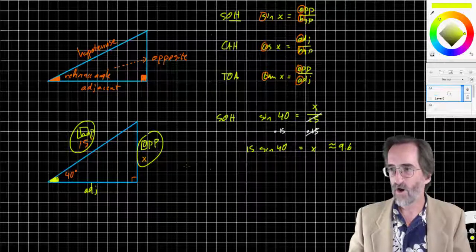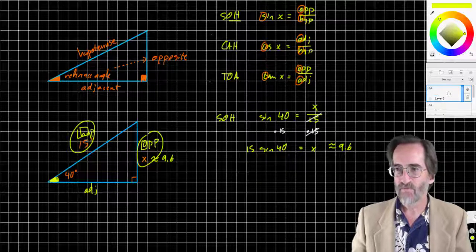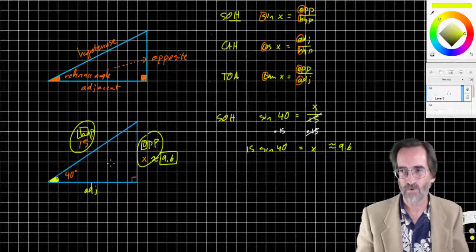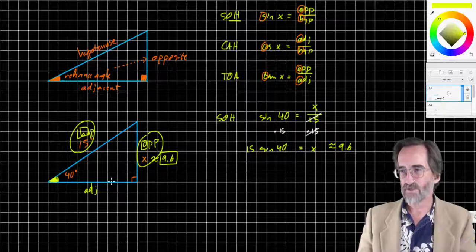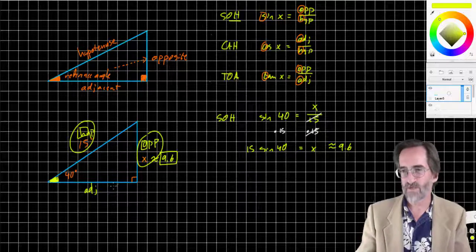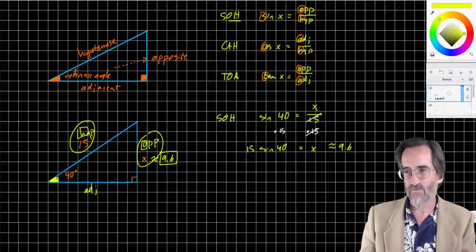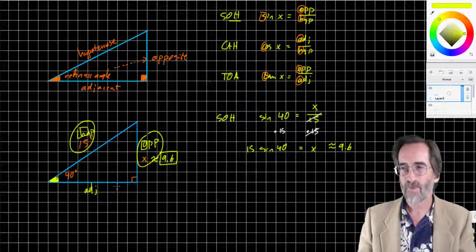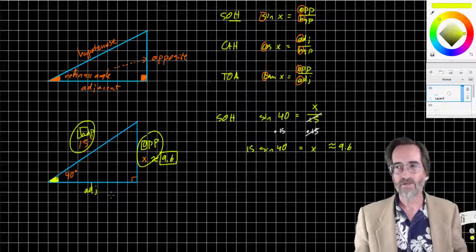9.6. Always check to make sure your answer makes sense. If this is 15, does it make sense for this to be 9.6? Well, it apparently should be considerably shorter than 15. 9.6 is considerably shorter than 15, on the magnitude of a little bit more than half of it. So it does match. Okay? All right, so that's how to use the trig function.